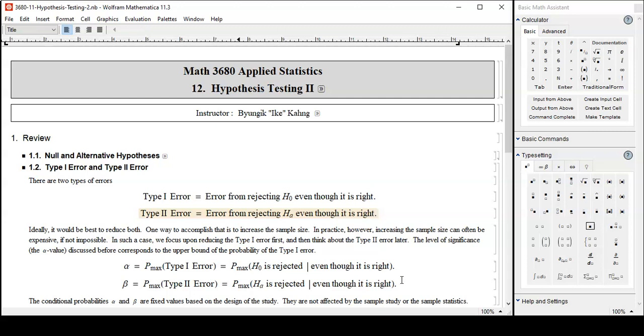So if H0 is right, then the possibility is type 1 error or correct. If HA is right, then either type 2 error or correct. Those are type 1 and type 2 errors. Now the upper bound of the probability of type 1 error is the significance level alpha. And that's something we wanted to minimize, something like bound by 1%, 5%, things like that.